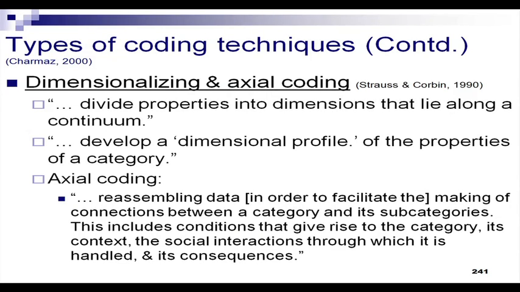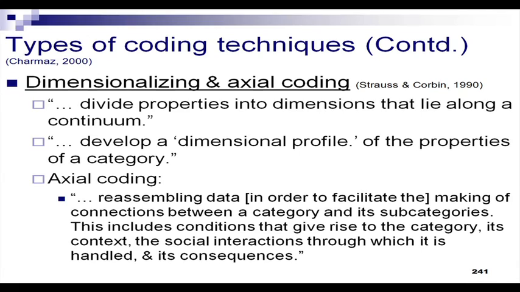Dimensionalizing and axial coding: dividing properties into dimensions that lie along a continuum. Develop a dimensional profile of the properties of a category. So we divide the properties of the data that we have collected and put them on a continuum, and then we develop a dimensional profile, a definition, a structure of the category. Then we say, okay, these are the properties of that category, and then we go in for axial coding, which is reassembling data in order to facilitate the making of connections between a category and its subcategories.